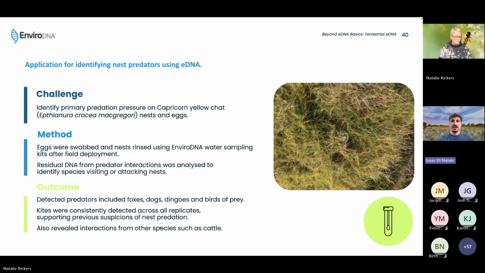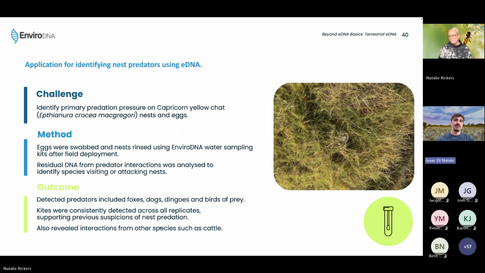When we amplified and analyzed the residual DNA left on those nests and eggs by predators interacting with them, we were able to detect a whole range of predator species across multiple taxonomic groups. So of course, things like foxes, dogs, and dingoes, but also a lot of birds of prey. In particular, the Brahminy and black kites were consistent in every replicate, which shed some light as they were previously suspected to be predating the nest, but they weren't routinely being observed on camera traps, even though they were having such a huge pressure when we looked at the eDNA data.